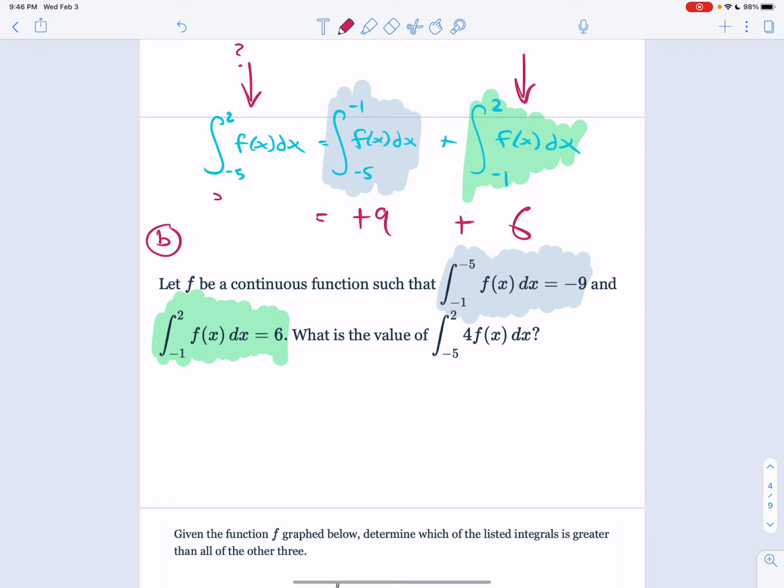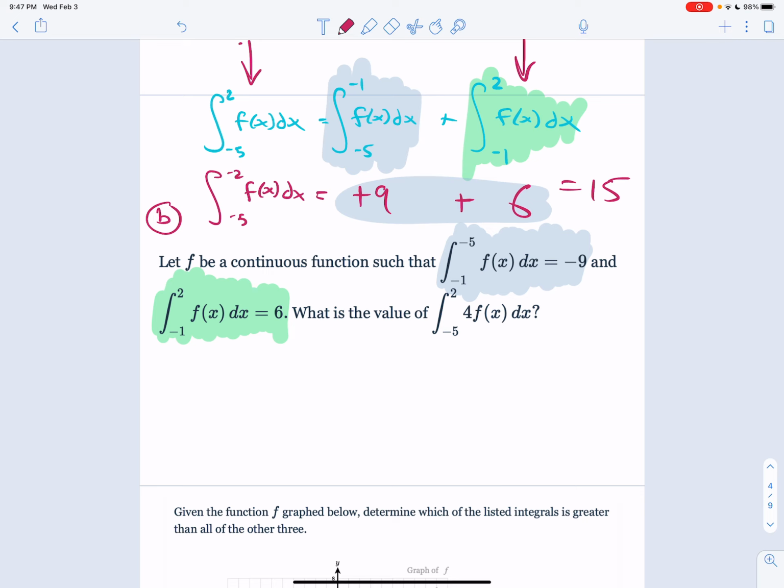Okay? So that tells me that the integral of f from -5 all the way to -2 must be 15. Okay? So we take a look at this here. They're actually asking us for this. Okay, so we're looking for the integral of 4f of x dx from -5 to 2. Well, what you see right here, that 4 actually serves as a coefficient or a constant multiple. You guys know that with constant multiples, we can actually just push that constant multiple outside.